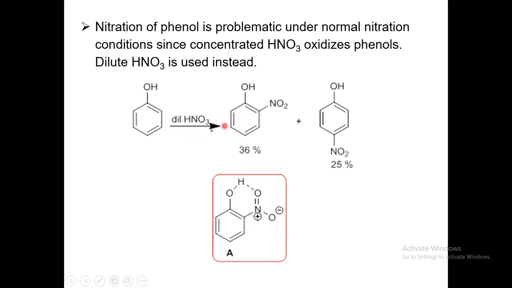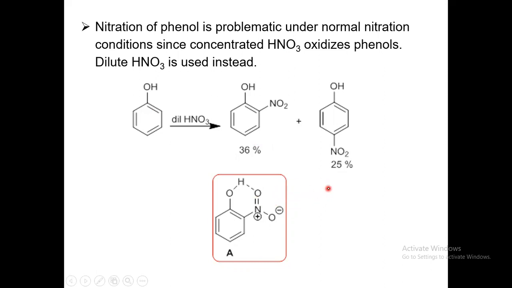Now, so we have it. Dilute, and then we are forming our nitrophenol. Now check the percentages available. You realize that unlike the usual ones, the ortho product is the major product and the para product is the minor product. Now, the explanation to this is what has been circled in red here: intramolecular hydrogen bonding.